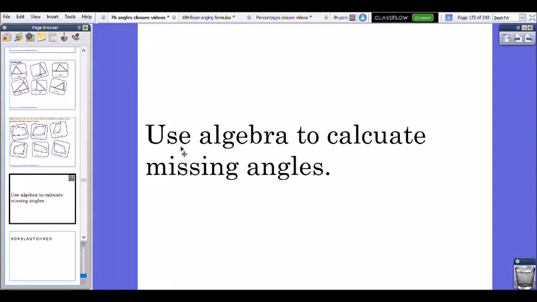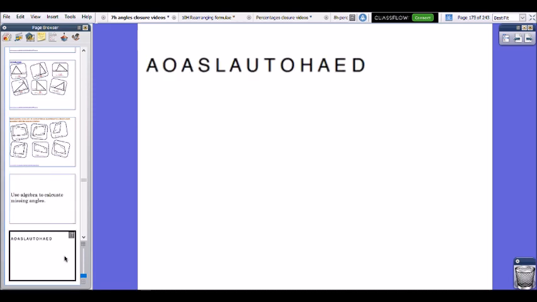In this lesson we're going to be continuing our work from last lesson where we're going to be using algebra to calculate missing angles. First of all, I want you to have a look at these letters on your screen right now. I want you to ask yourself, what could these letters mean?